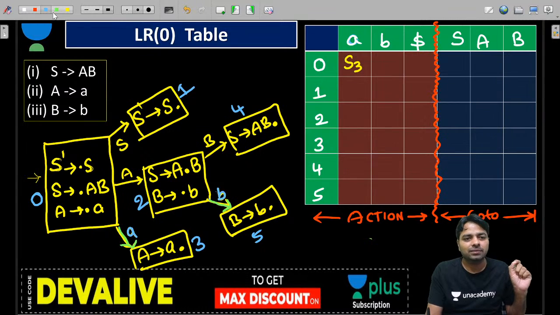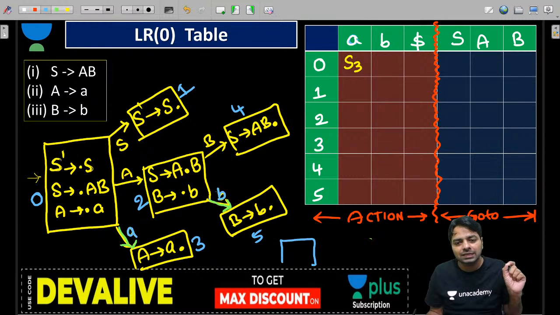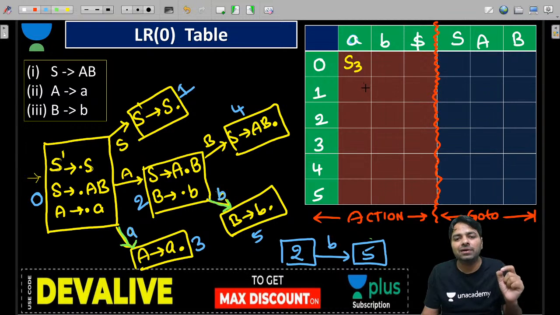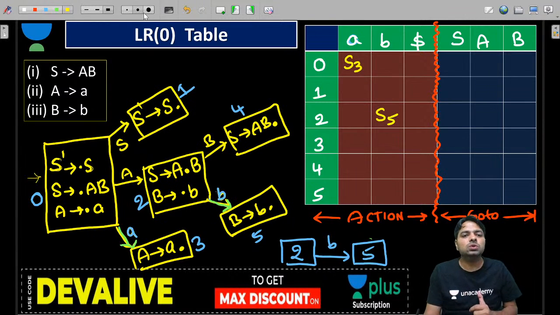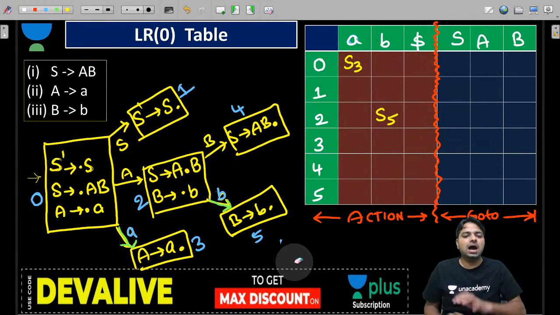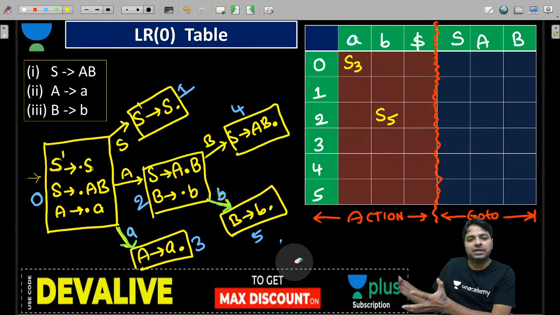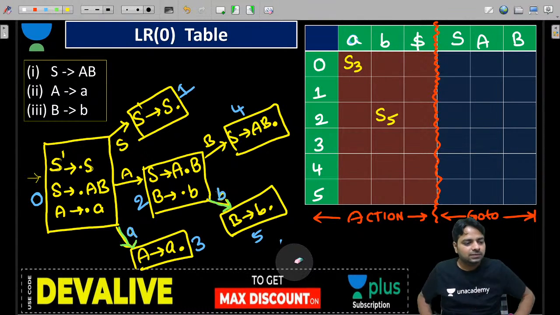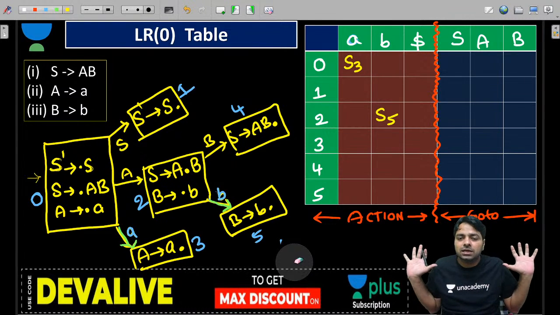Now look at state 2. State 2, by reading small b, we are going to state 5. Look at the diagram: row 2, under b, we are going to write S5, because we are going to state 5. So this is about the shift entries. I have 2 terminal transitions, so 2 shift entries. No confusion at all, everybody? Clear, good. Now shift entries are over.